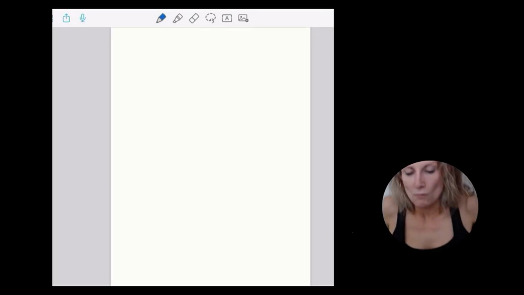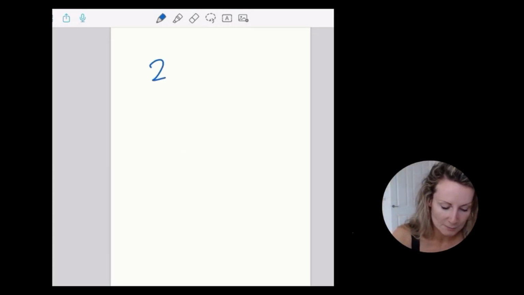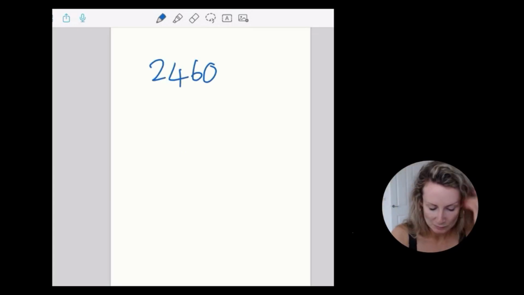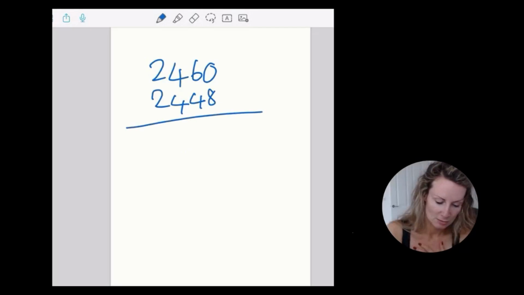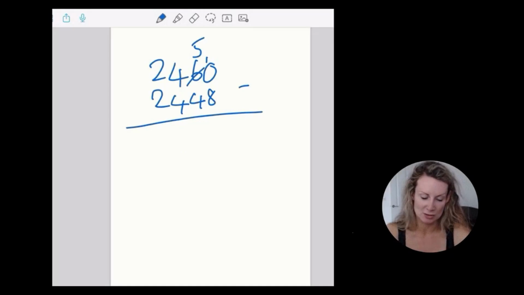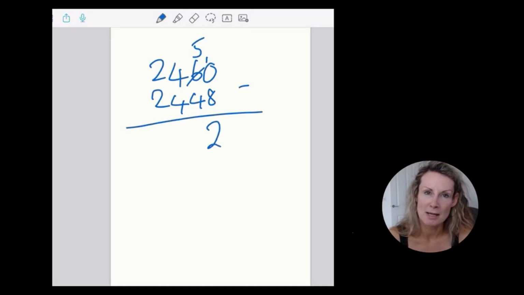So 2,460. 460, yeah. And then 2,448. So for this one, I just obviously put my minus, and then when I think I went to the 6 and then made that a 5 too. Yes. Do you know what I mean? Yeah. Absolutely. So that you borrowed that one from next door. So now it's 10 take away 8, which is 2. Yeah. And then 4 is 1. Yes. And then 0 and 0, so it's 12.